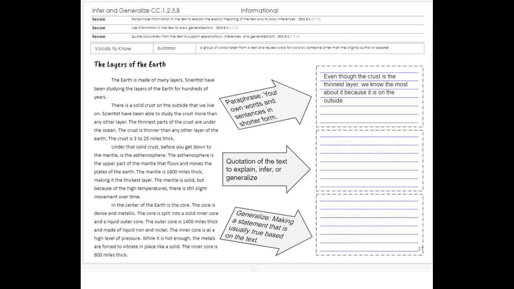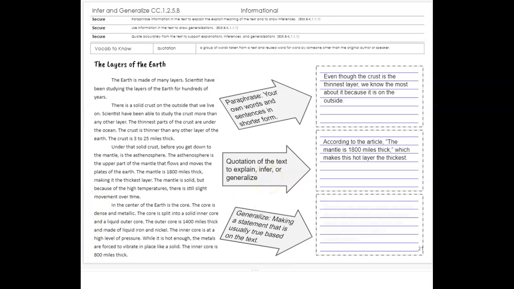So if I want to skip down to the third secure skill and make a quotation of the text to explain an inference, I could say, according to the article, wonderful transition phrase, the mantle is 1,800 miles thick, which makes this hot layer the thickest. So I am making an inference that it's the thickest by using information that is provided.